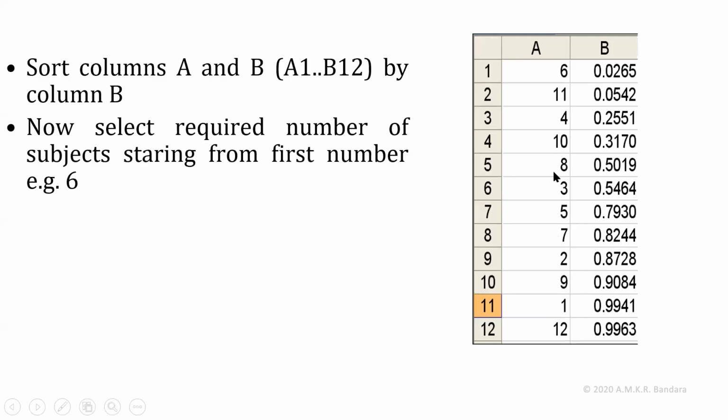Now assume you want to select only 6 individuals out of these 12. Then these are the individuals that you are going to select: 6th individual, 11th individual, 4th individual, 10th individual, 8th individual and 3rd individual. So other individuals will not be selected. Then these individuals will be included in your sample.